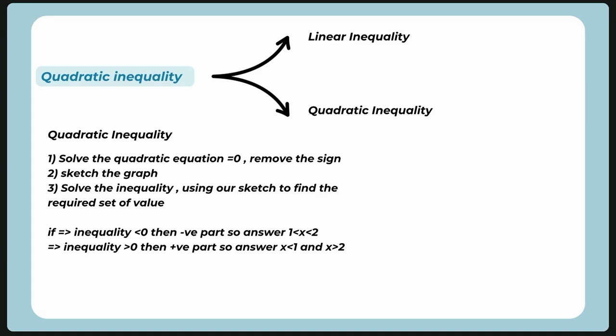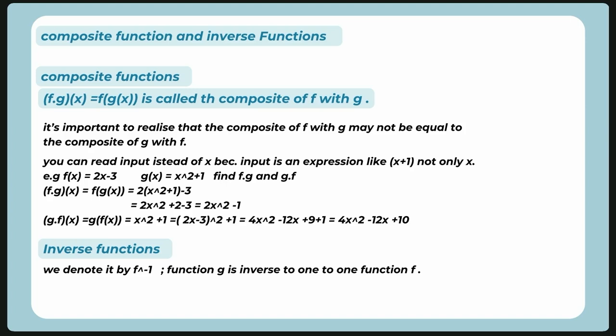While, for instance, if you have an inequality greater than 0, it means your x values would be greater than the first point and also greater than the second point. So it will be all of the values less than 1, and the second one would be x greater than 2. Okay? Now I'm going to be explaining composite functions and inverse functions.